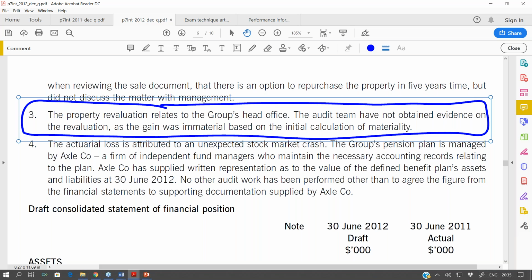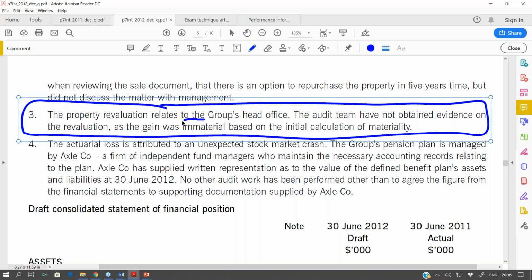Do you all believe this is subjective revaluation? Have we discussed yesterday that revaluation is inherently risky? And did we write the accounting treatment for revaluations? I'm not repeating those treatments, right? That was done on day 1. But do you believe we should gather no evidence on revaluation, as the gain was immaterial based upon the initial calculation of materiality?